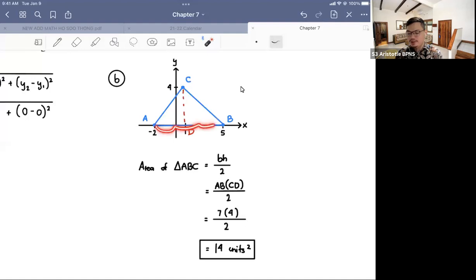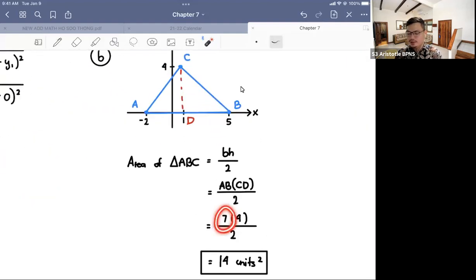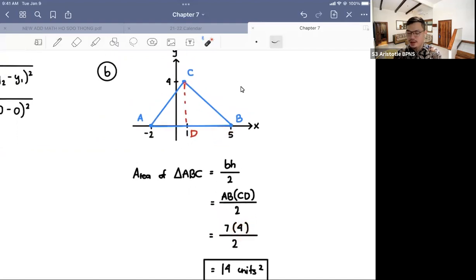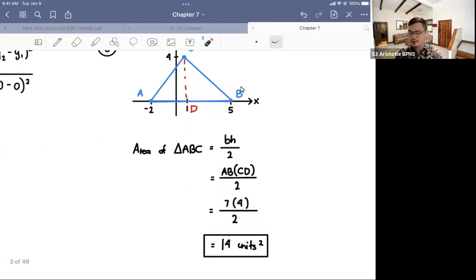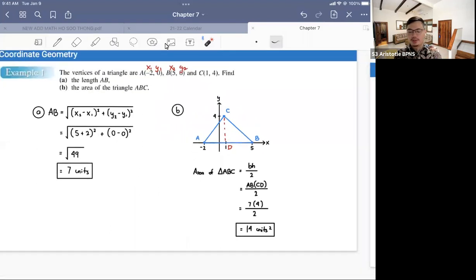Since AB was solved from letter A, we know that it is equal to 7 units. For the height CD, this has 4 units: 1, 2, 3, 4, from 0 to 4. So your answer here is 14 units squared. Any question, class, for letter B? Okay, no question for example number 1.